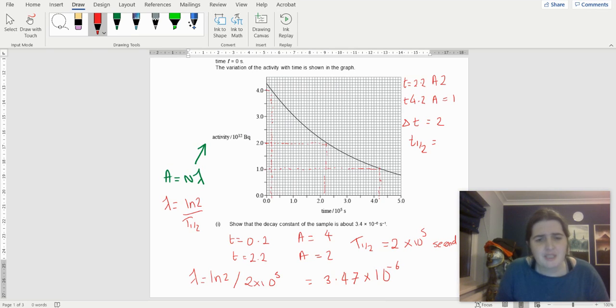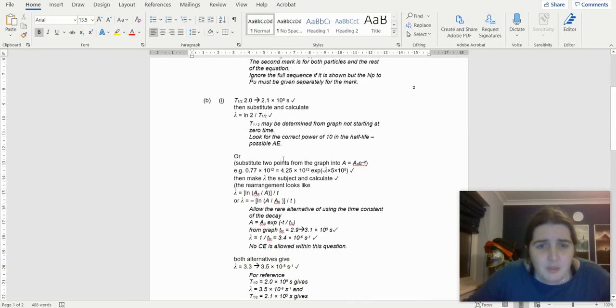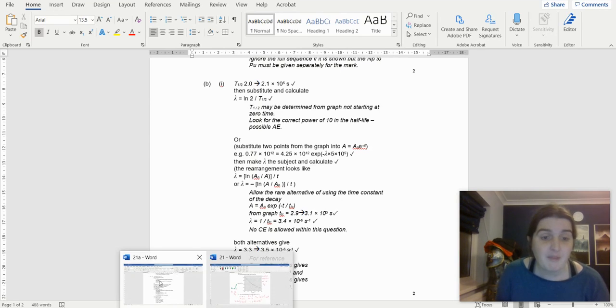So that's actually what the example was to see. If I show you the mark scheme for this, you can see what I mean. I've done that here, the time to half-life, 2 to 2.1, which is what I got, okay? And then actually putting it in, or substituting 2 points into the activity. They say both alternatives give 3.3 to 3.5 times 10 to the minus 6. So my 3.47 is actually within the mark scheme's valid reasoning.